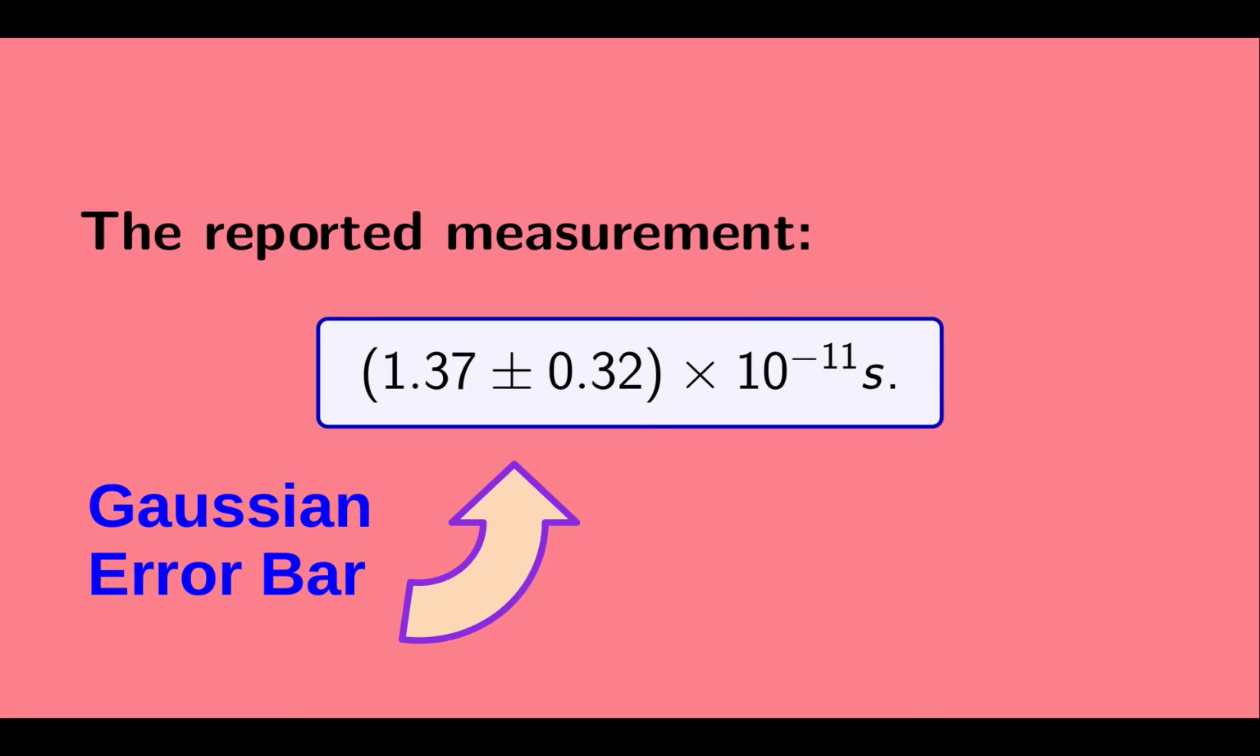They reported a measurement of 1.37 plus or minus 0.32 times 10 to the minus 11 seconds. And that quoted error bar was a Gaussian error bar. We'll note now that we will be assuming Gaussian errors throughout this video.